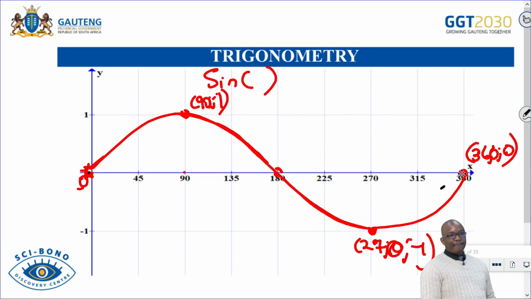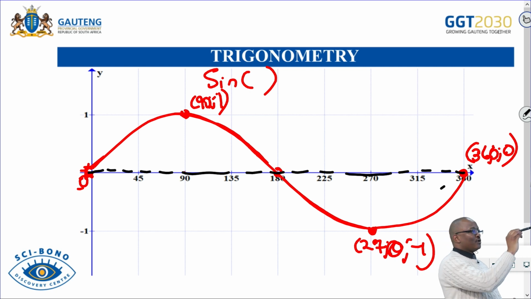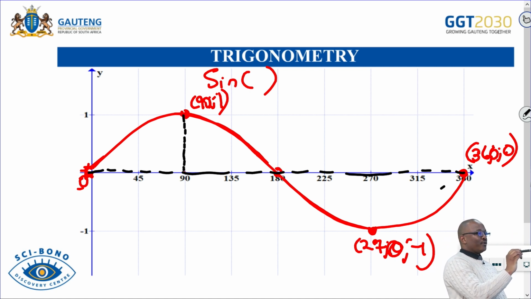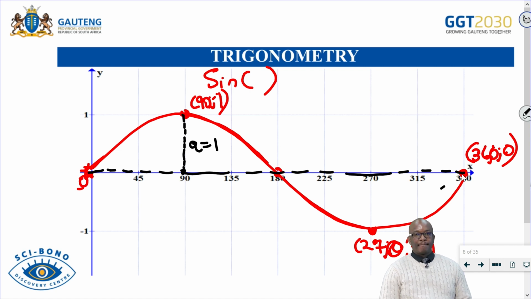Then the amplitude. Remember, for the amplitude we're looking at our midline, where y is equal to 0. From the midline to the turning point, we have only 1 unit. So our amplitude is going to be 1.